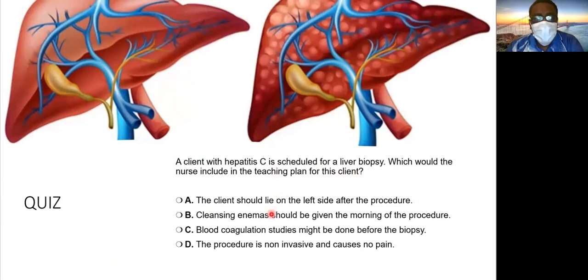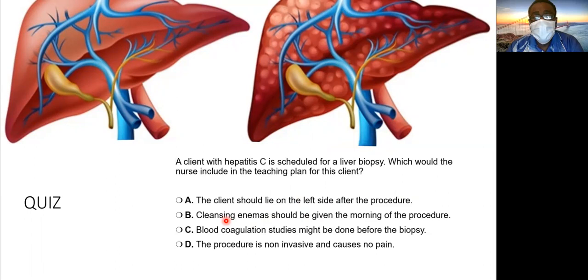The client should lie on the left side after the procedure. So which would the nurse include? Again, from the last question, we saw that we don't want this client lying on the left side. We want him on the right side, so this is wrong. So again, you need to evaluate all of your answer option choices.